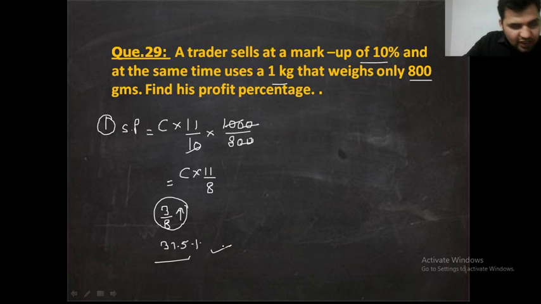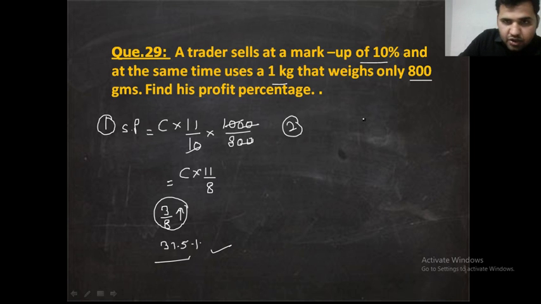So only if you know whether the numerator should be greater than the denominator or the denominator should be greater than the numerator, you can solve all these questions in one single equation, okay? The only thing is that you should know how to read the equation. It's not about making the equation, it's about reading the equation, right? Now let's do the second method also. This is the second method, that he is using a markup of 10% and at the same time uses a 1 kg weight that weighs only 800 gram.